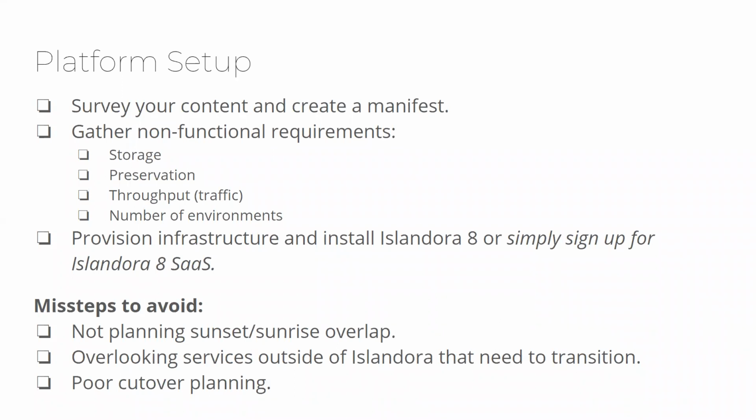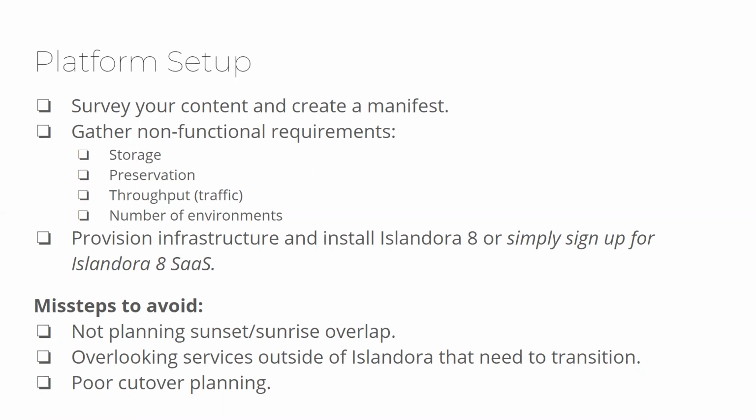Now, for the platform setup, we talked about in the previous slide, surveying your content and creating a manifest. So I want you to create an inventory of everything that you have in your current collection. It's great. I need to know how many collections I have, what types of objects I have, and also survey anything that you want to use in an additive sense, because don't forget, migrations present an opportunity to get even more content in. Maybe you don't have everything in Islandora 7 yet, but you want to swoop in some new content while you're making this migration that you have sitting around on hard drives or other legacy systems, wherever it is. Gather your non-functional requirements.